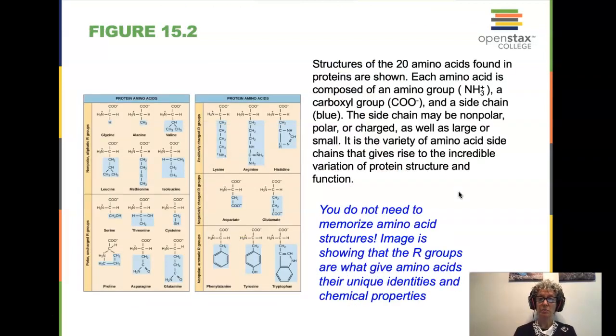These are the 20 amino acids, and as indicated on the slide, you do not have to memorize those functional groups, but it is once again reminding us that these amino acids are identified by that specific R group, the functional group that hangs off that central carbon.